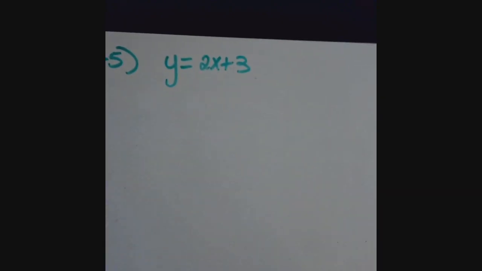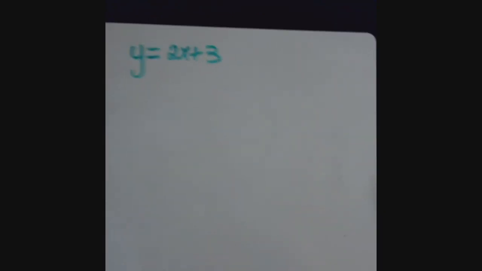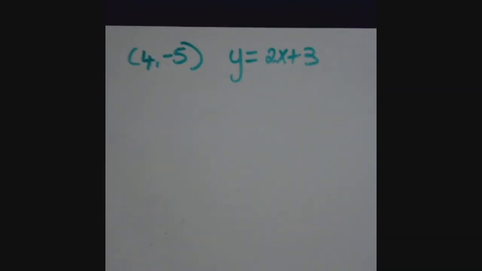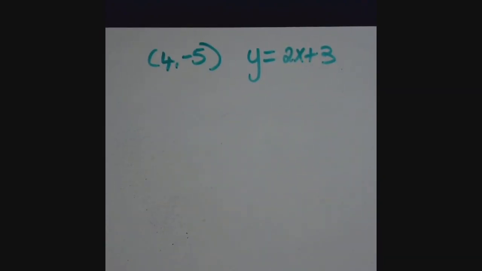So it goes through the point 4, negative 5. And it is perpendicular to y equals 2x plus 3. Those are the two important things that we need to know. Oh, actually, we need this further out. There we go. So 4, negative 5, and y equals 2x plus 3.